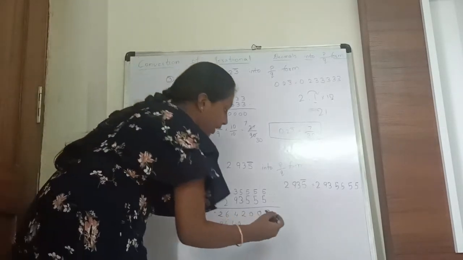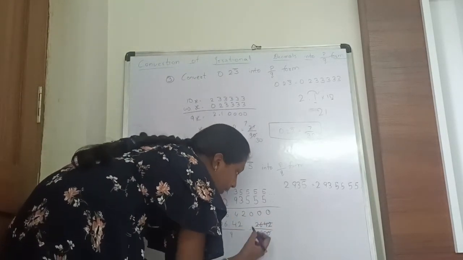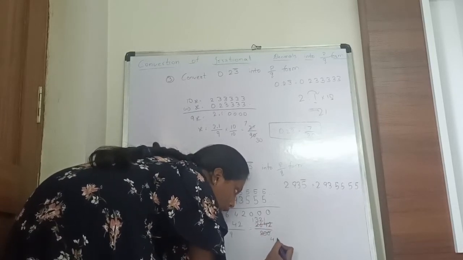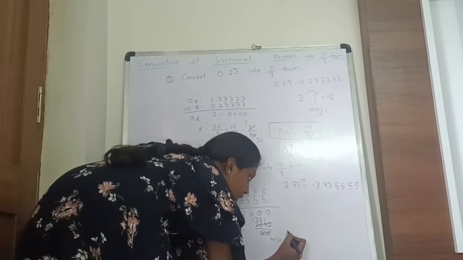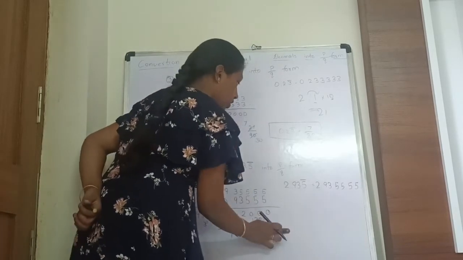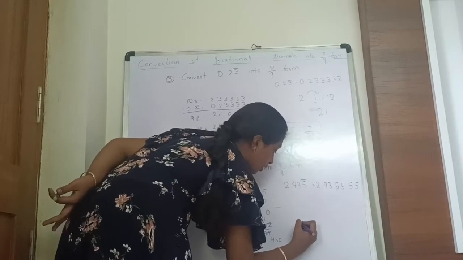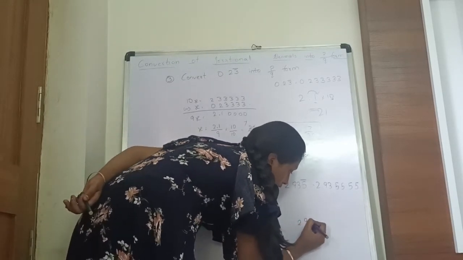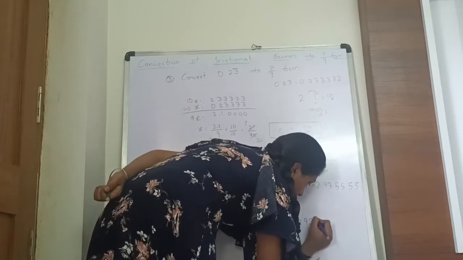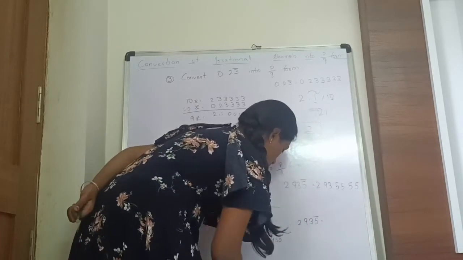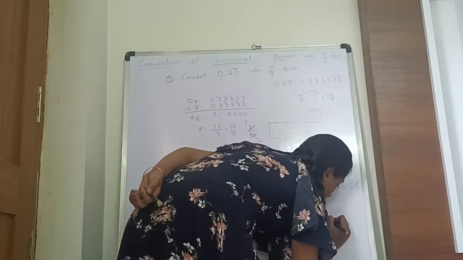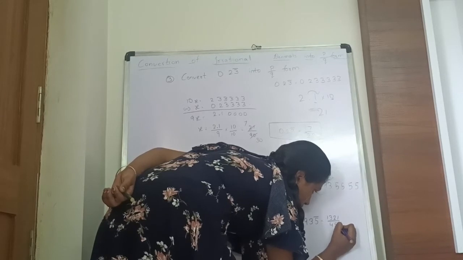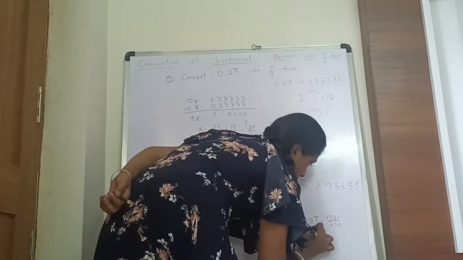So if we reduce it to the lowest form by dividing by 2, it's going to be 1321 by 450. So that means that 2.935 bar equals 1321 by 450. Take a look.